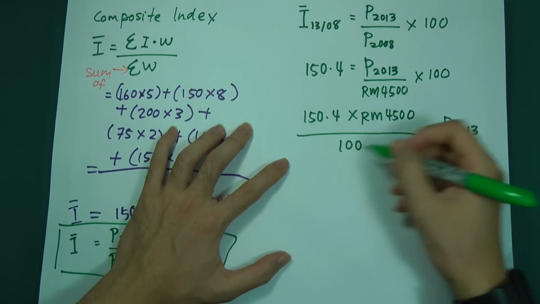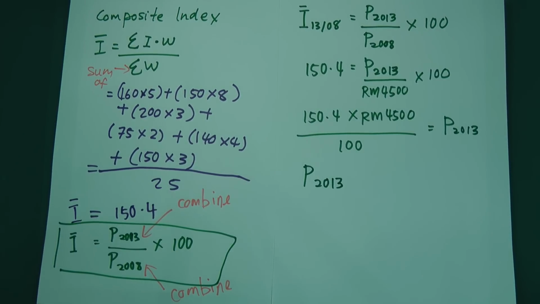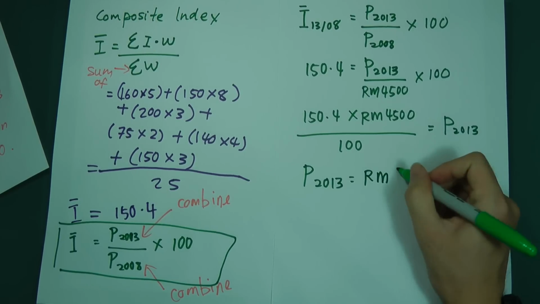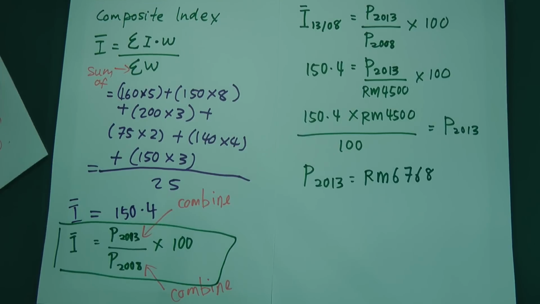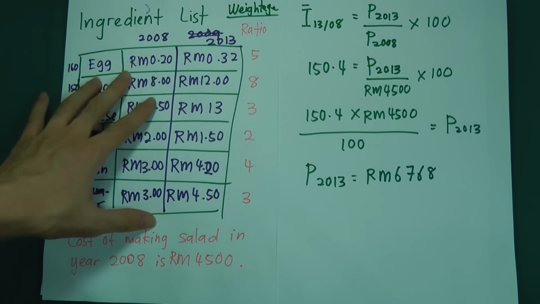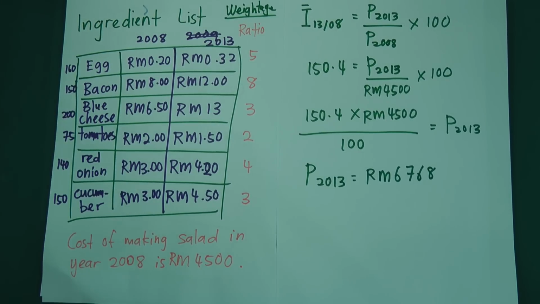So we solve here, we can get the price for 2013. We just use 150.4 multiplied by 4,500 and then divide by 100. So we will get the price for 2013 will be 6,768 ringgit. So this is the difference, based on the price increase, which they call inflation.